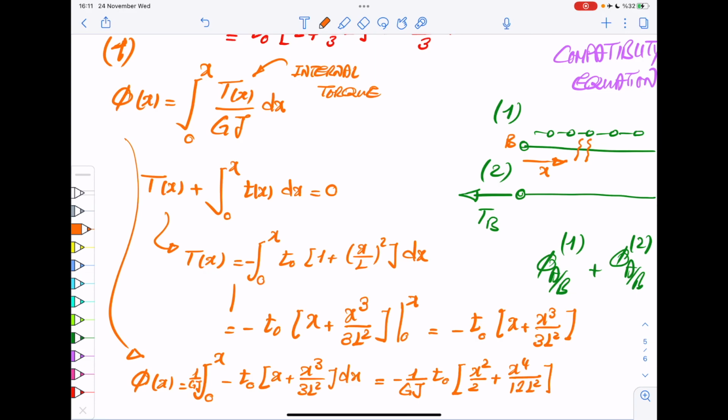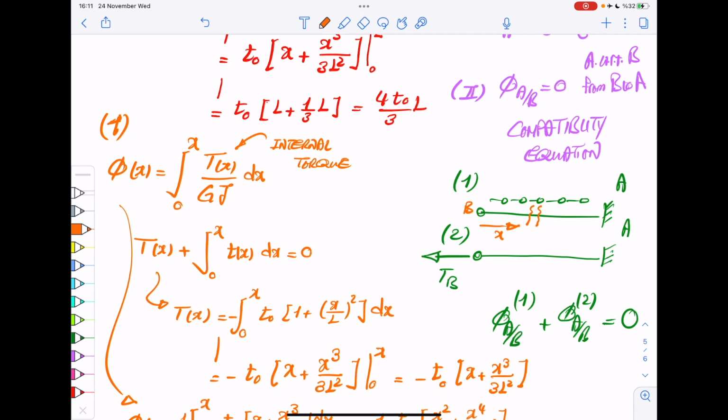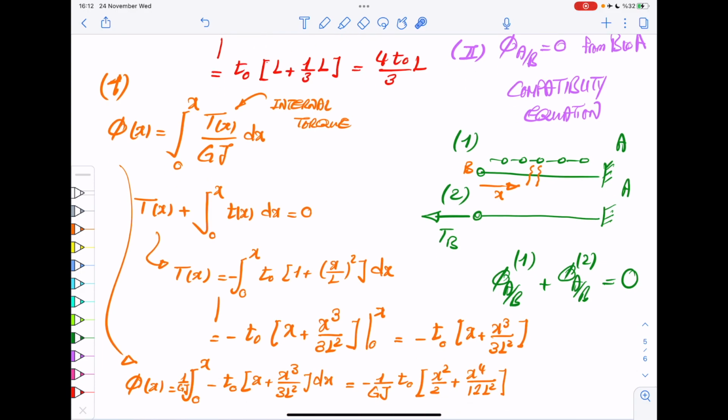But what would be the angle of twist at point A? This would be the same thing basically at A, right? For A, x is L. Does that make sense? So we know the angle of twist for any point x starting from B. If we insert x equals L, we get the angle of twist at A, or let's say A with respect to B. We know A is fixed, but this is the relative angle of twist.